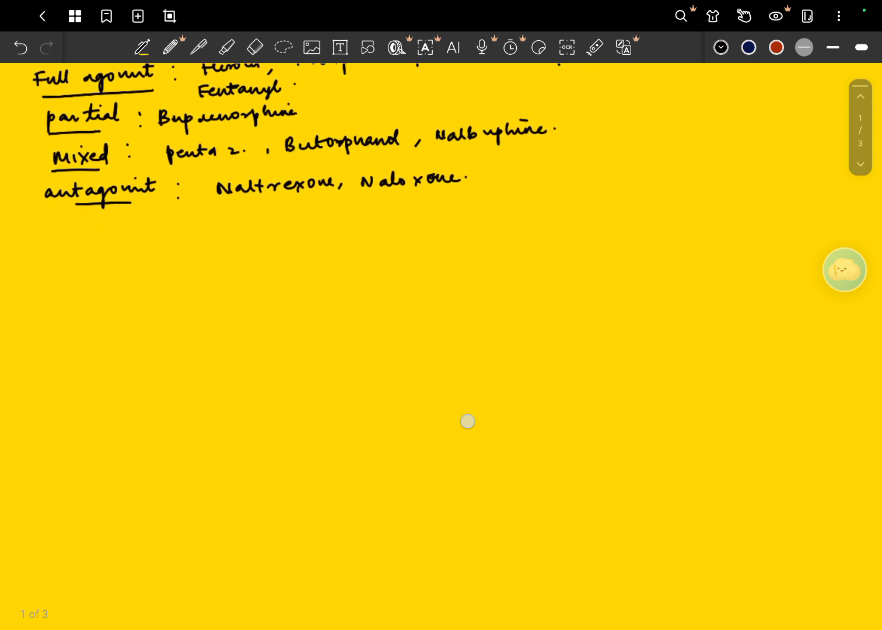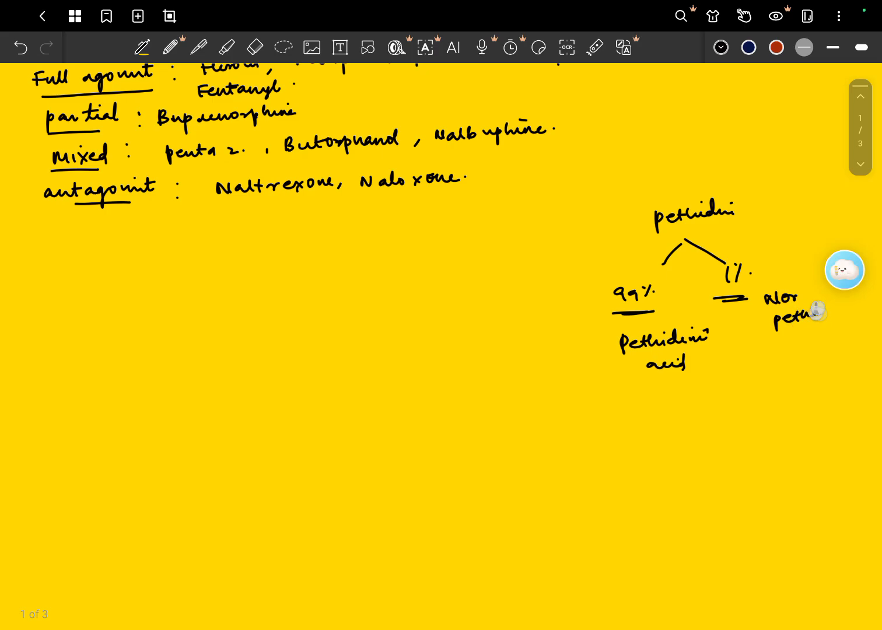Now coming to memorizing points we have to know. Before that, I just want to make it clear that with pethidine, usually we have 99% pethidinic acid as a byproduct, but however 1% can become norpethidine, and this will accumulate in the CNS. It gets accumulated and this can cause seizures. So this is something I want you to understand.